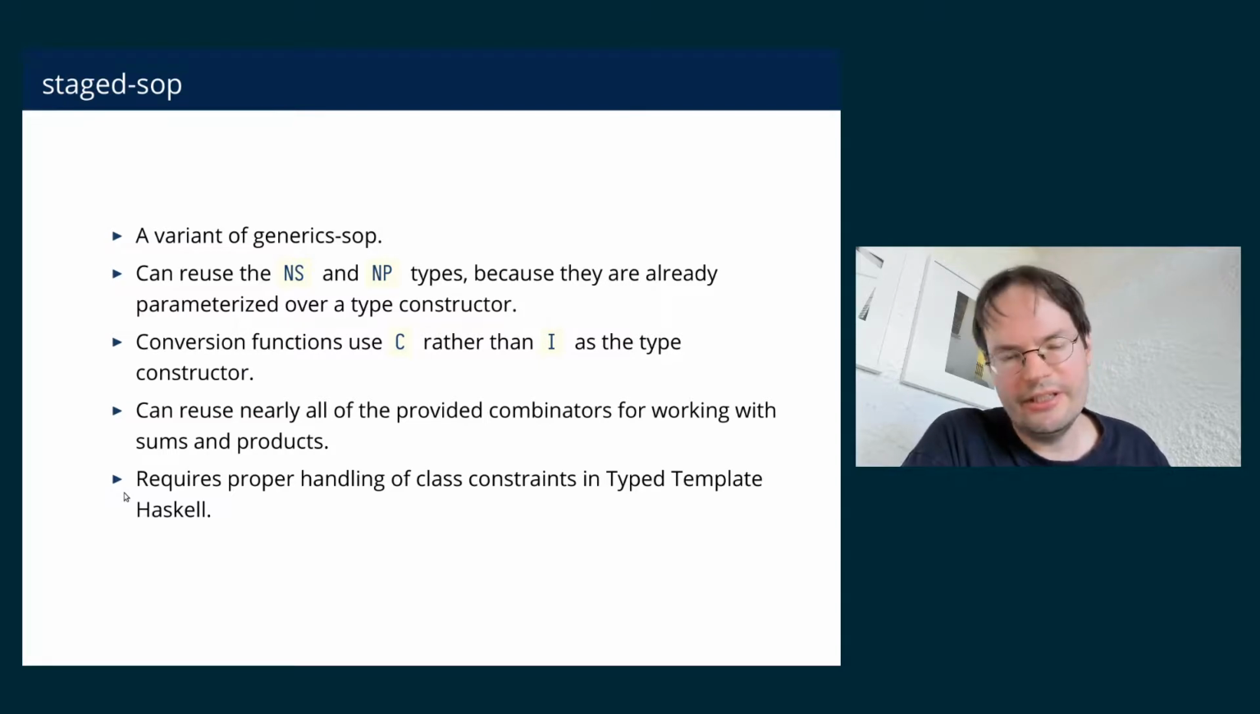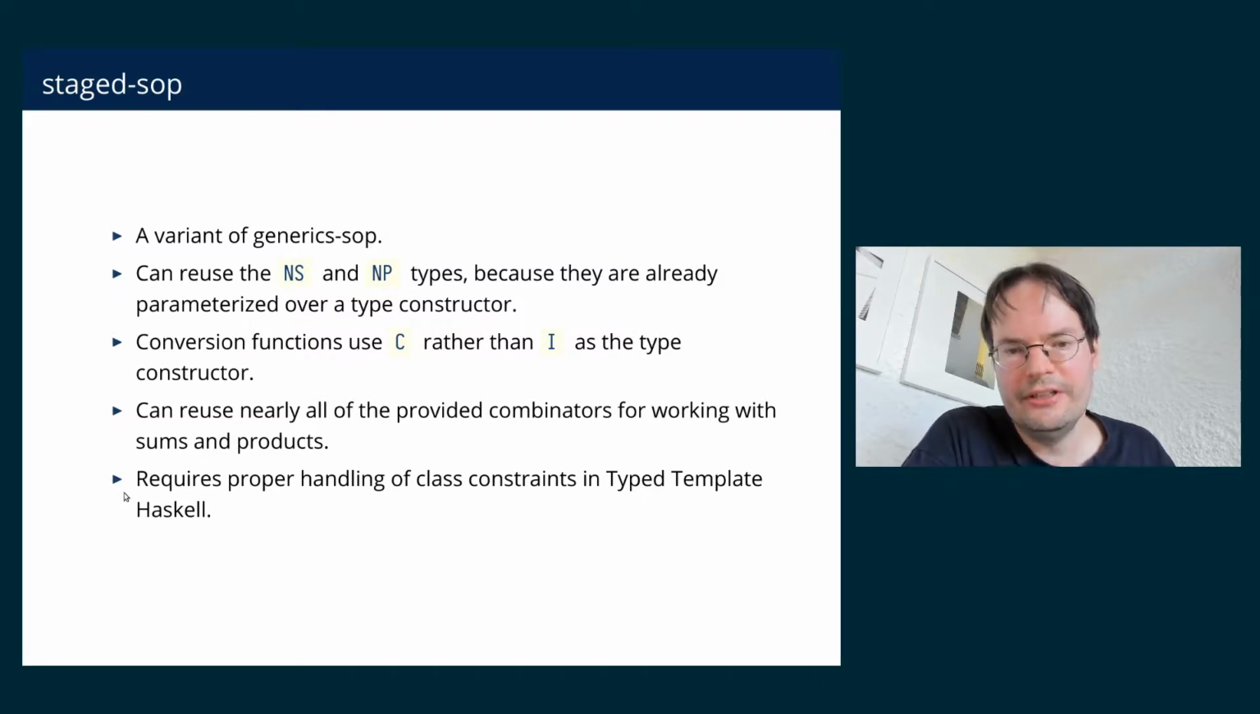We can reuse the sum and product types because they're already parameterized over a type constructor. We just modify the conversion function so that the from function is now in continuation passing style, producing something where each component is wrapped in a C constructor, so every component is code rather than the identity, and the converse conversion function similarly. But then all the combinators for working with sums and products also apply. They can continue to exist in the same way.